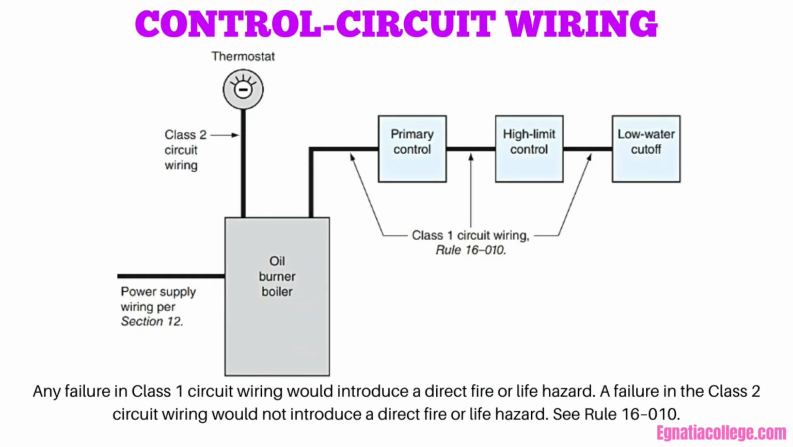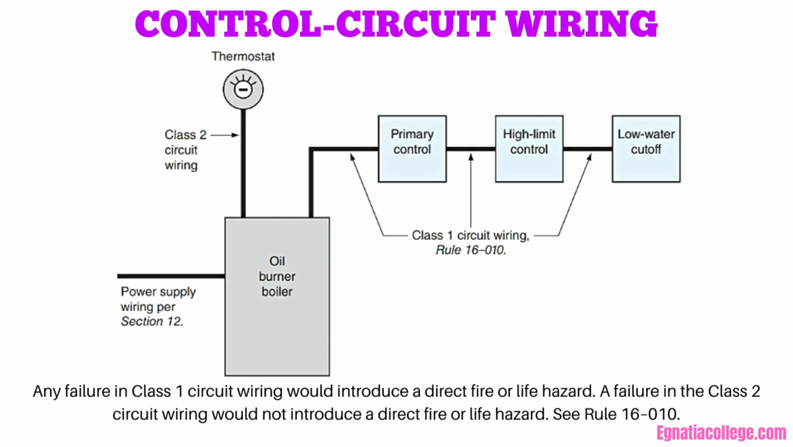When number 16 and number 18 conductors of a Class 1 circuit are run between pieces of equipment, they must be protected by overcurrent devices rated or set at not more than 10 and 5 amperes, respectively. This figure shows a Class 1 circuit where the failure of equipment or wiring, such as high limit and low water controls, would introduce a direct fire or life hazard. Rule 16-010, the circuit is deemed to be a Class 1 circuit.